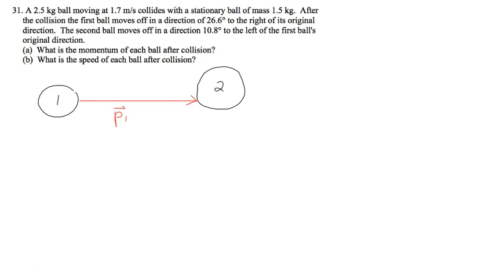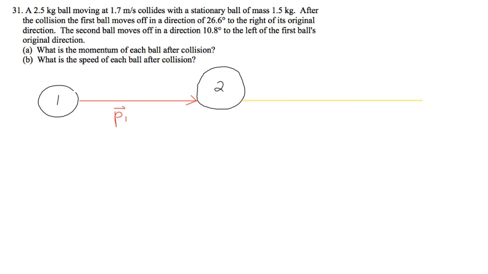And the angles after the collision are all going to be based on the original direction of the first ball, which was the x direction. So I want to extend that to the right. So that's the original direction of the first ball. If it didn't hit the second ball, that's the direction that it would have gone.